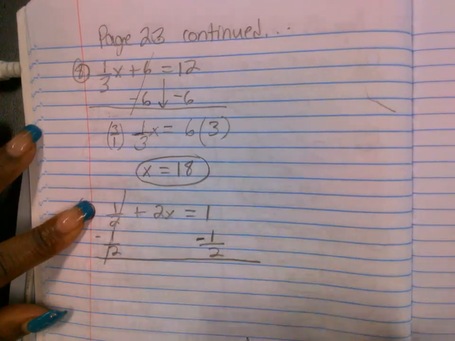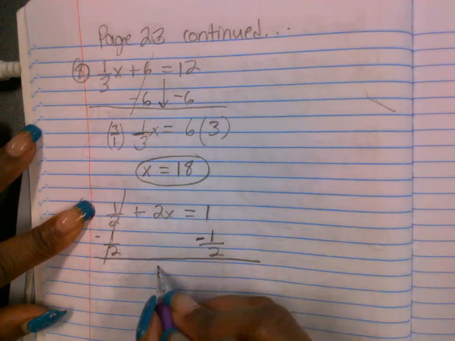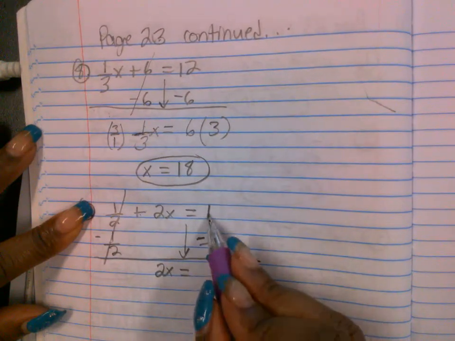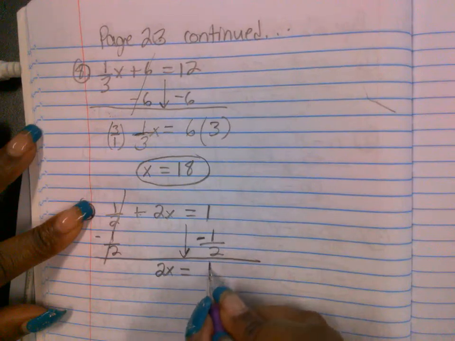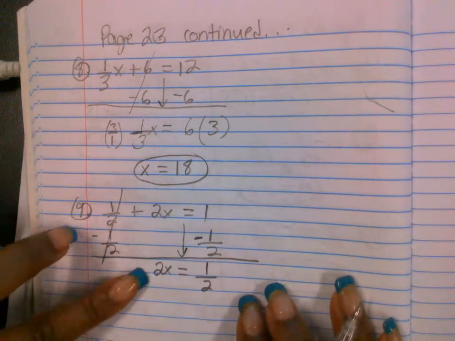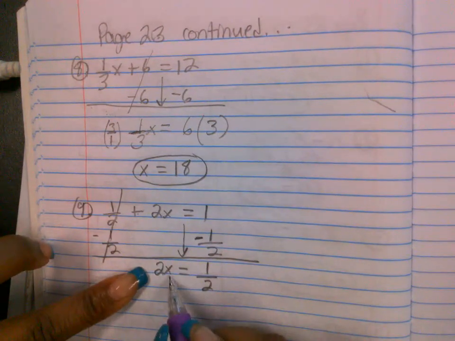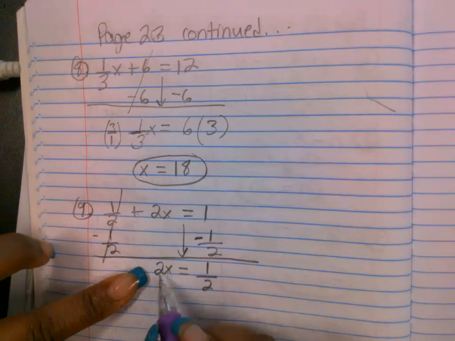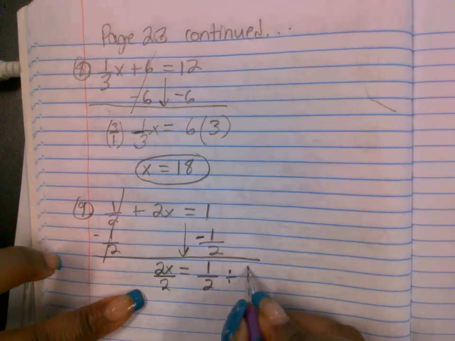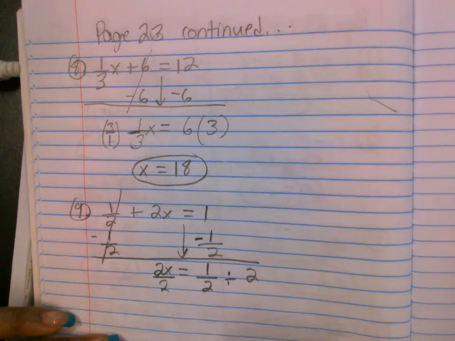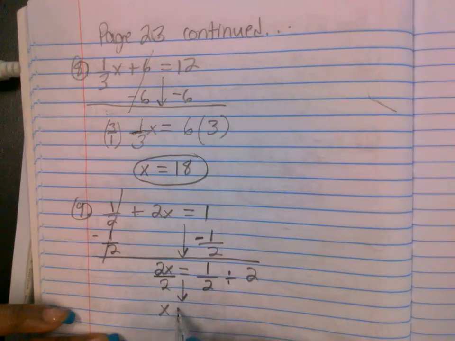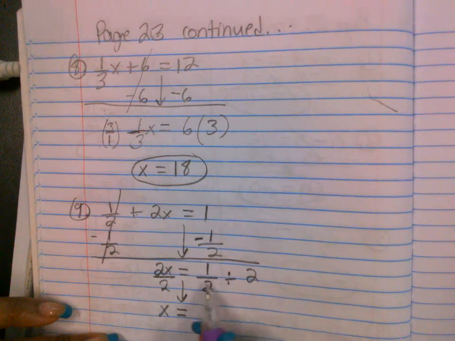This is gone now. So now I'm left with 2x is equal to 1 minus 1/2, which is just 1/2 left. So now, in order to get rid of the 2 that's being multiplied, you got to divide both sides by 2. This is a fraction, so we're going to put divided by 2, just like that. 2 divided by 2 gives me 1x. Bring down the equal. So now let's do this problem.